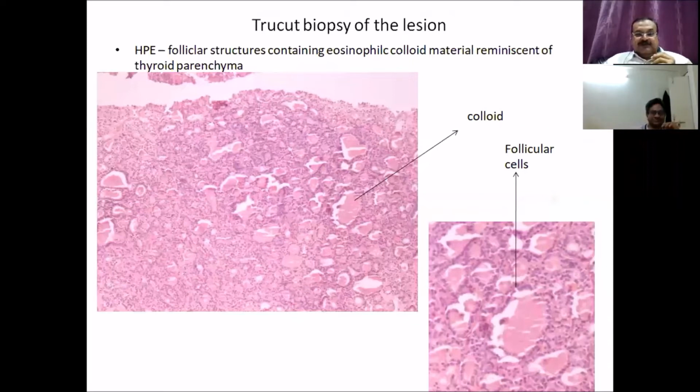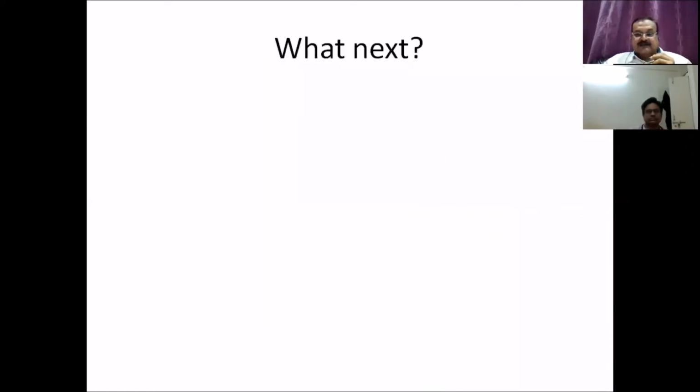The biopsy showed follicular structures containing eosinophilic colloid material reminiscent of thyroid parenchyma. Areas were seen which were lined with follicular cells. So this biopsy suggested metastasis from well-differentiated follicular thyroid carcinoma. So what are the next steps? Ultrasound of the neck and T6, before T6. Yeah.